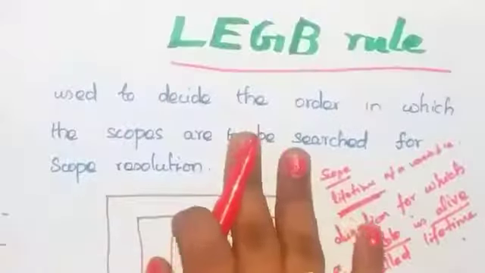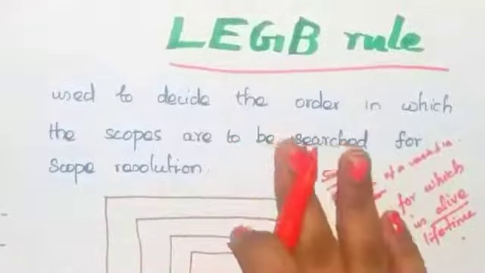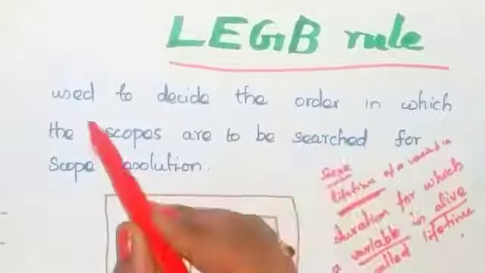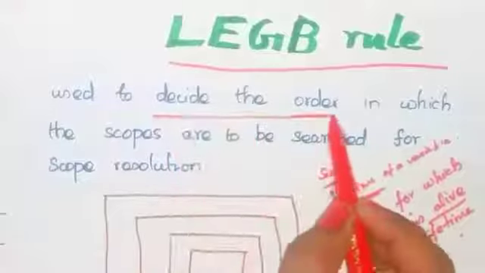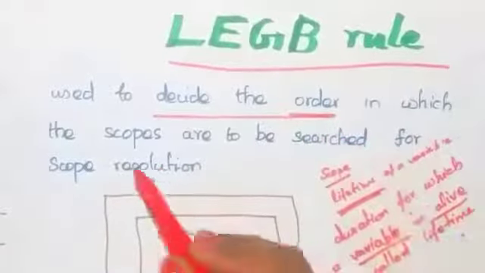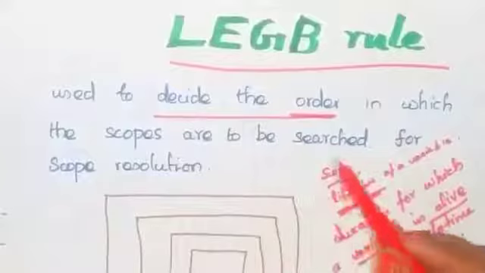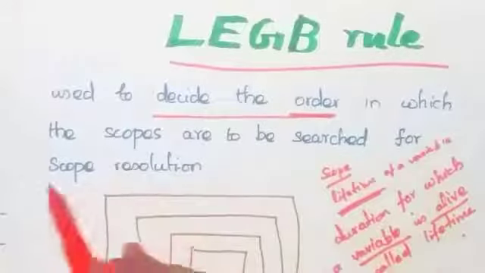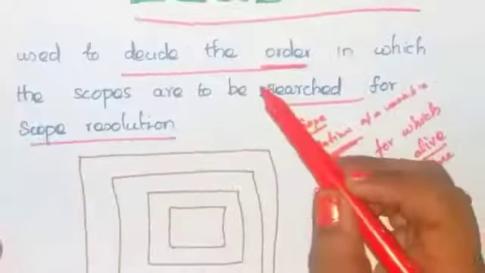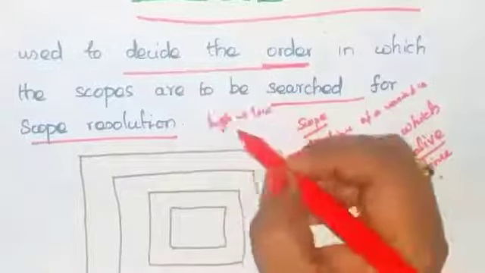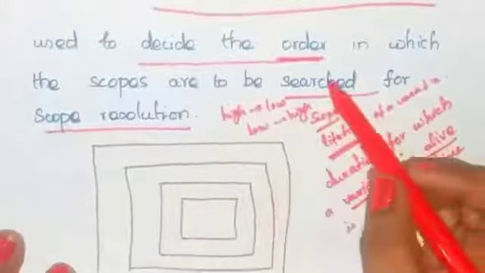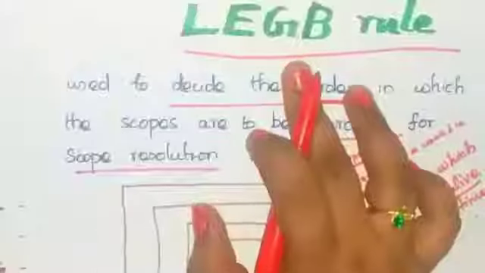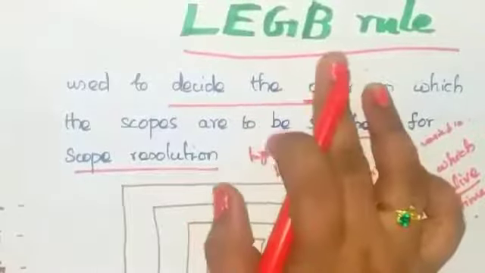Now let us see what the LEGB rule is. This LEGB rule is used to decide the order in which the scopes are to be searched for scope resolution. So the variables are searched in the order of highest to lowest or lowest to highest in the scope. What is the full form of LEGB?